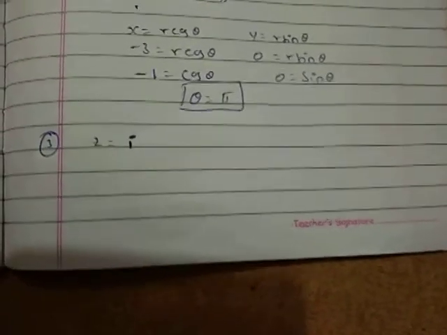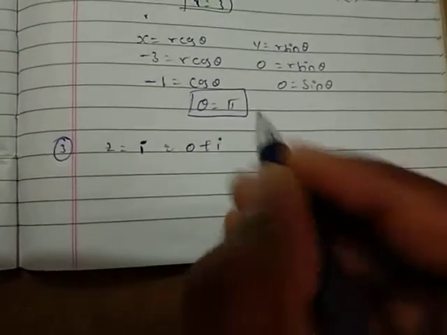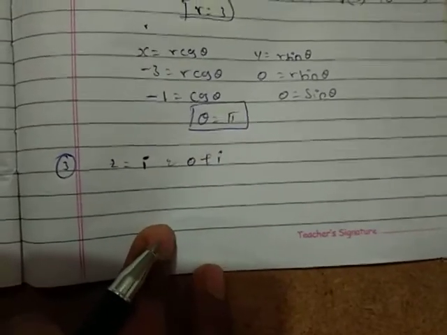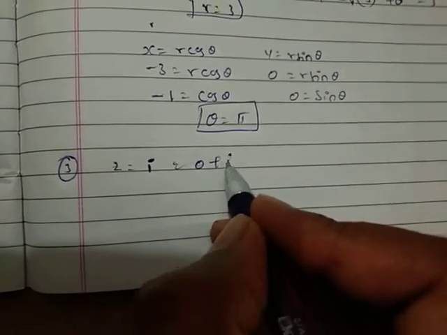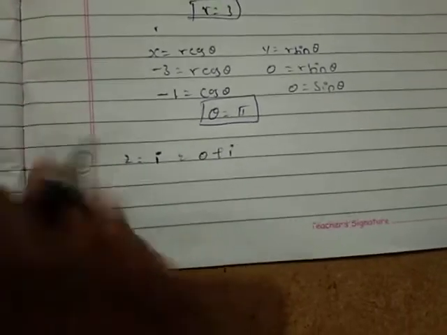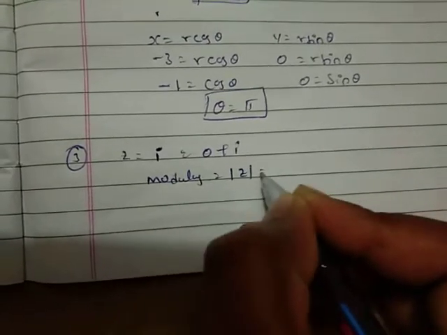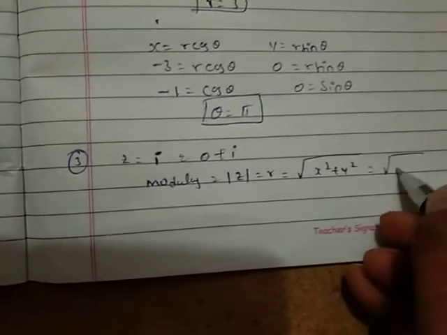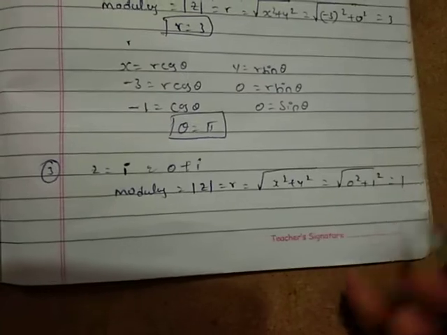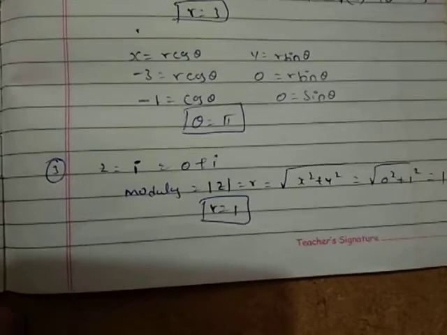Okay, the next question is z is equal to i, which can be represented as 0 plus 1i, or we can also represent it as 0 plus i. So we need to find the modulus. The value of x is equal to 0 and y is equal to 1, so we can easily say that r is equal to 1 itself. So modulus of z, which is equal to r, is nothing but root of x square plus y square, so it's 0 square plus 1 square, which is equal to 1, or we can say that r is equal to 1. So that's going to be the required modulus of the complex number.